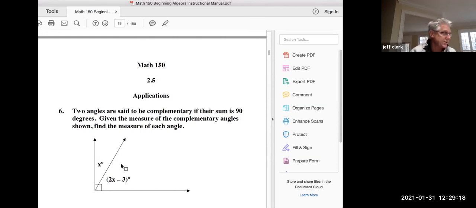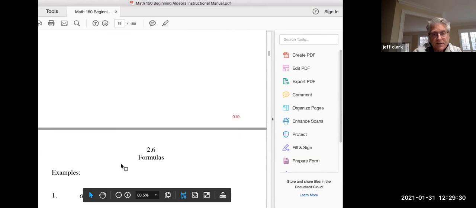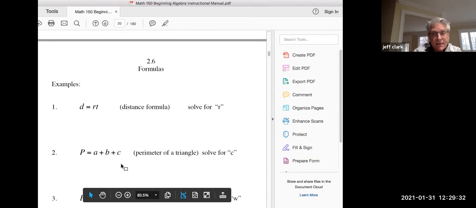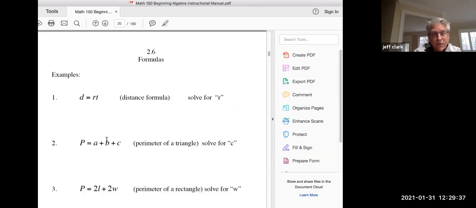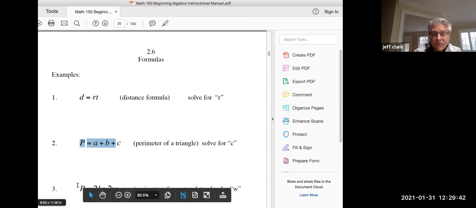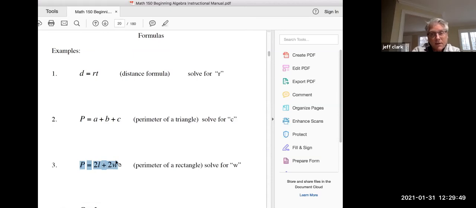Now the next section, which is 2.6, and you're going to see me do that in a second, deals with basic formulas. And if I scroll down here, you'll see basic formulas. Distance equals rate times time. You've heard that before somewhere. The formula of the perimeter of a triangle right here, and then a rectangle. For sure, you've seen the formula for the perimeter. That means you're going to go all the way around a rectangle, so you add up all the sides.